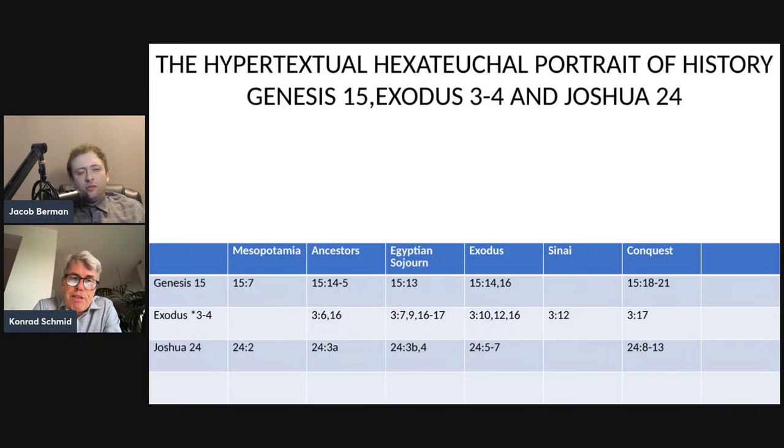When would you date the book of Joshua? The book of Joshua, like most books of the Hebrew Bible, has a complex and long history of composition. I think the kernel of the book of Joshua can probably be found in chapters 2 to 12.